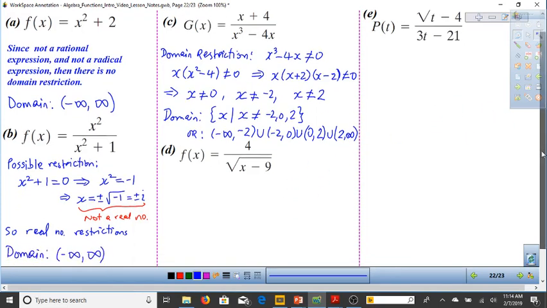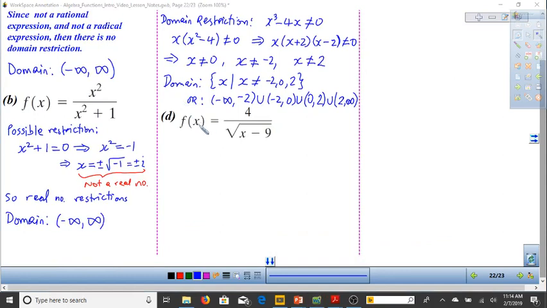Now let's continue. Part D. F of x equal to 4 over the square root of x minus 9. In this case, we have a domain restriction. We are saying that the x minus 9 has to be greater than or equal to 0. However, we also need it not to be 0, because if it's equal to 0, we'll be dividing by 0. So we can only say x minus 9 is greater than 0.